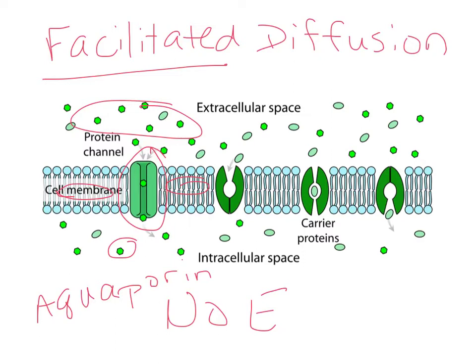Another example would be your carrier proteins here. You can see the carrier protein pick up the molecule, carry it across and release it on the inside. And again, none of this requires any energy. You're still moving these molecules from a high to a low. The molecules just need a little bit of help to get through that phospholipid bilayer.